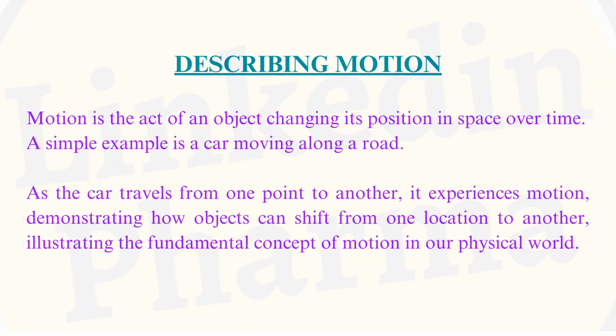Describing motion. Motion is the act of an object changing its position in space over time. A simple example is a car moving along a road. As the car travels from one point to another, it experiences motion, demonstrating how objects can shift from one location to another, illustrating the fundamental concept of motion in our physical world.